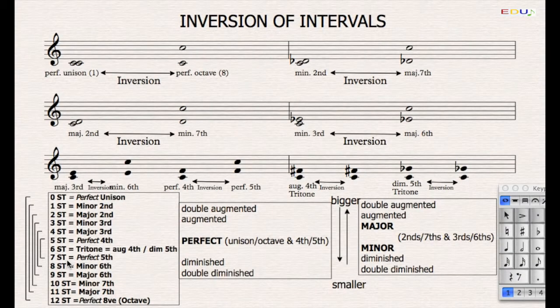Now how about the tritone? Well, our table says the inversion of a tritone is a tritone. Let's double check that. Here we have an augmented fourth. I'll invert it, and we see that the inversion of an augmented fourth is a diminished fifth, which is also a tritone. And if I invert the diminished fifth, indeed I get an augmented fourth, which is also a tritone.